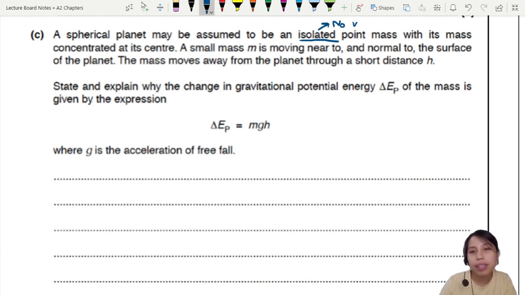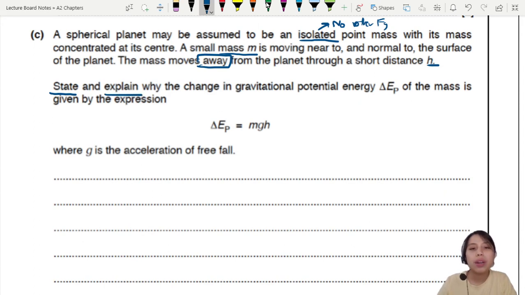No nearby planets, no other fields. With its mass concentrated at its center, a small tiny mass is moving towards and normal to the surface. The mass moves away from the planet through a short distance h. State and explain why the change is distinct.